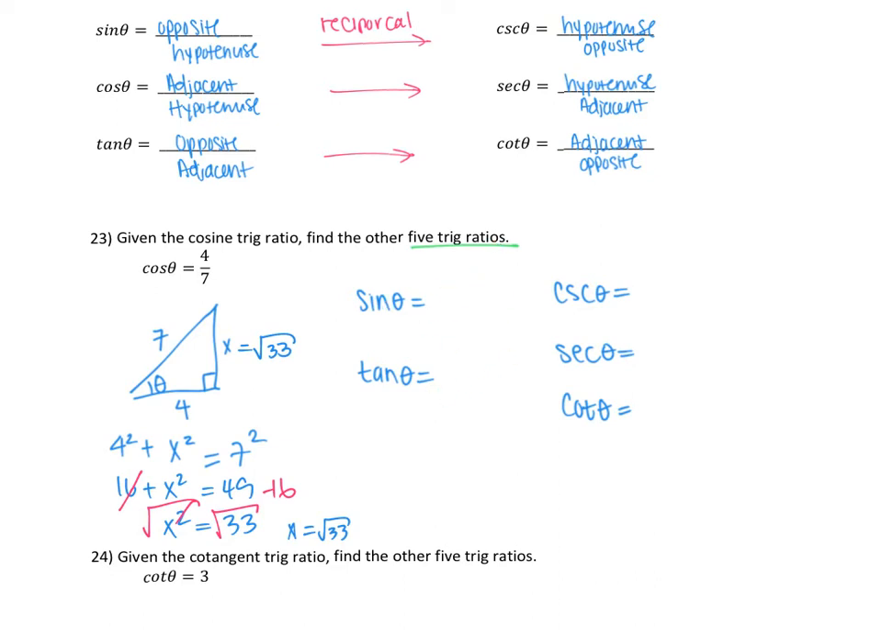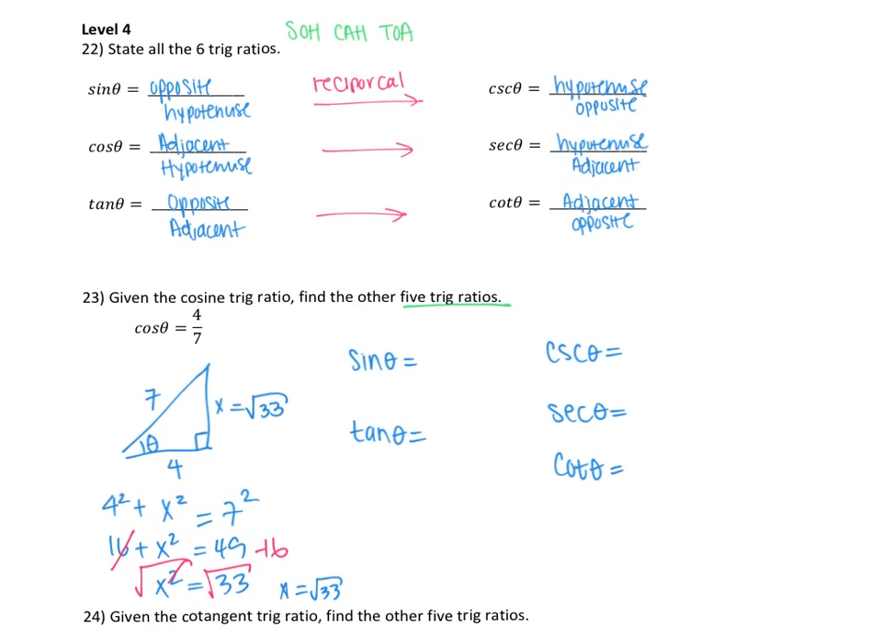Like sine here, sine is opposite over hypotenuse. So the opposite of this angle is the square root of 33, and my hypotenuse here is 7. I can't reduce this, so I'll just let it be. And then my tangent is opposite over adjacent. That is going to be the square root of 33 over 4. That's the adjacent.